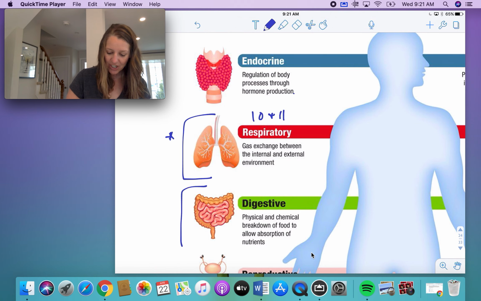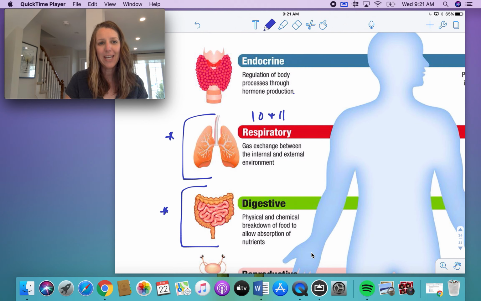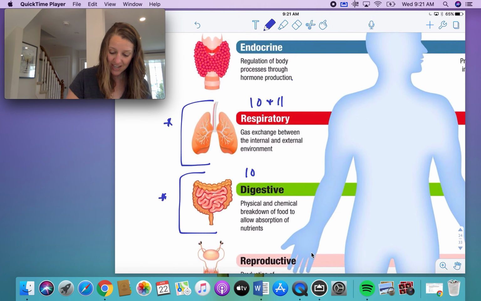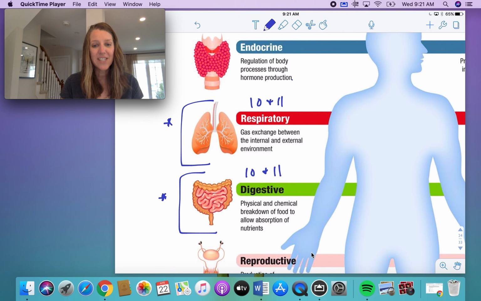The last one that we're going to do, and I wasn't sure if we were going to have time to do this, but it was in my package, and I thought we might as well get a little bit of a head start on the digestive system, because it is something that we'll go over in grade 11 and grade 12 biology. So let's write down right now, grade 10 and grade 11, and simply the physical and chemical breakdown of foods to allow the absorption of the nutrients.